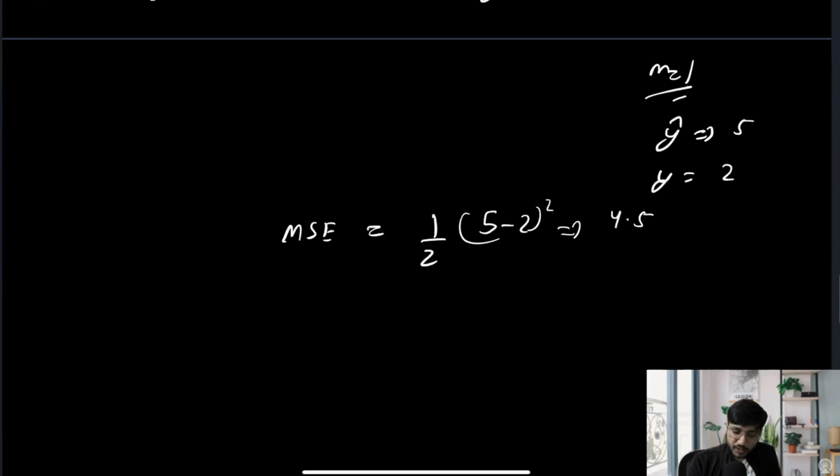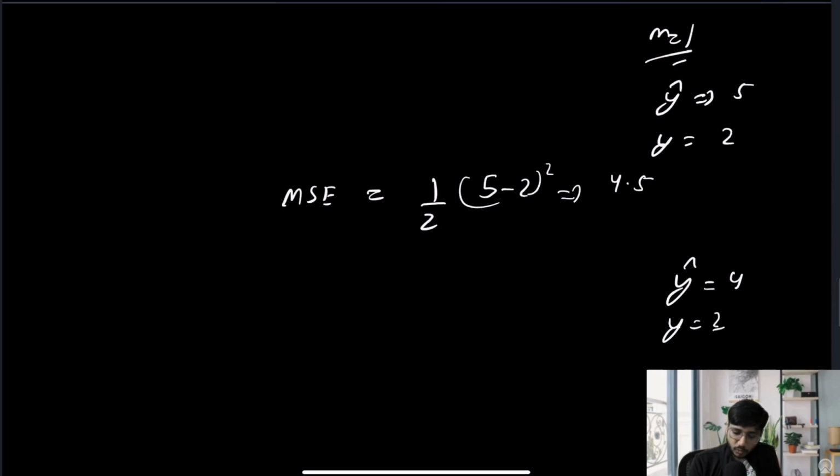Right? Now let's make it closer. Let's say our predicted value is 3 and our actual value is 2. Now what would be the MSE? It would be 1 by 2 times 3 minus 2 squared, which is nothing but half, which is 0.5.